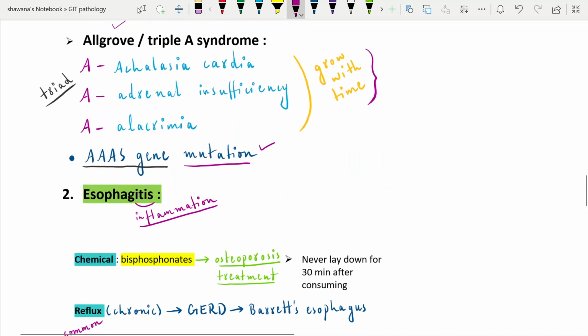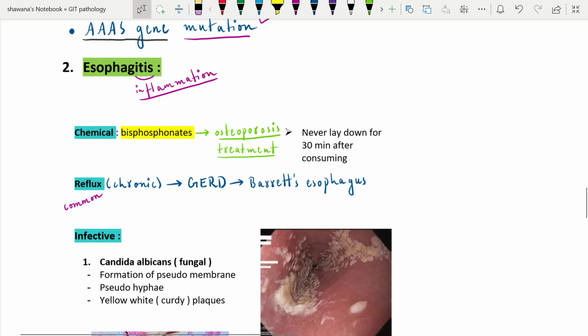Having said that, we can move on to the second disease, which is esophagitis. As you know, itis is the term used for inflammation. It's the inflammation of the esophagus, and there are several causes for the inflammation. First is chemicals, the second is reflux, the third is infective, and the fourth is eosinophilic esophagitis. So let's discuss the first, which is chemical. What chemicals are responsible for the inflammation of the esophagus?